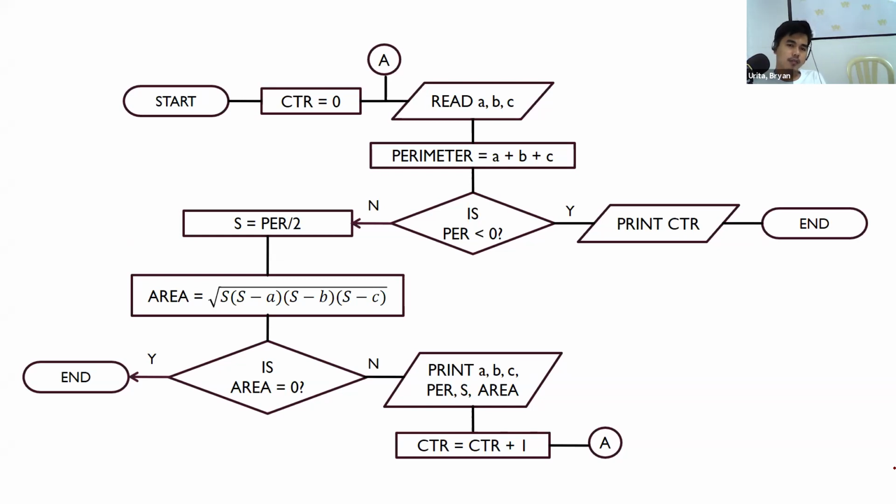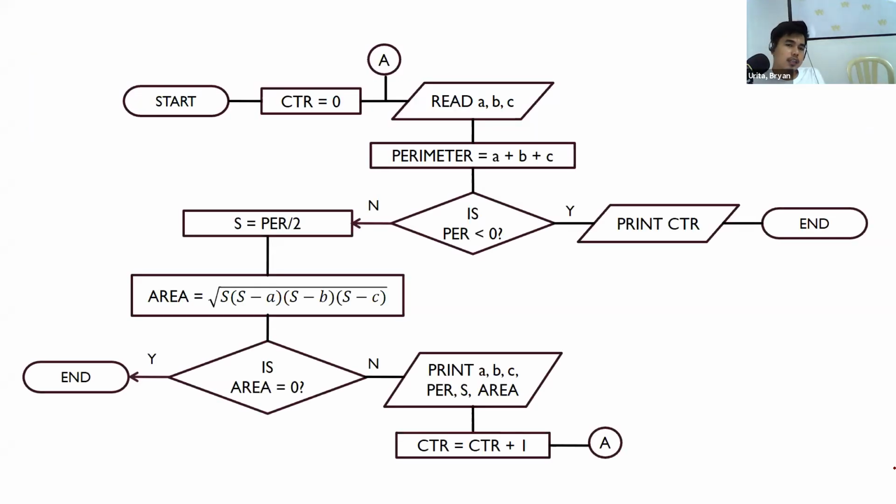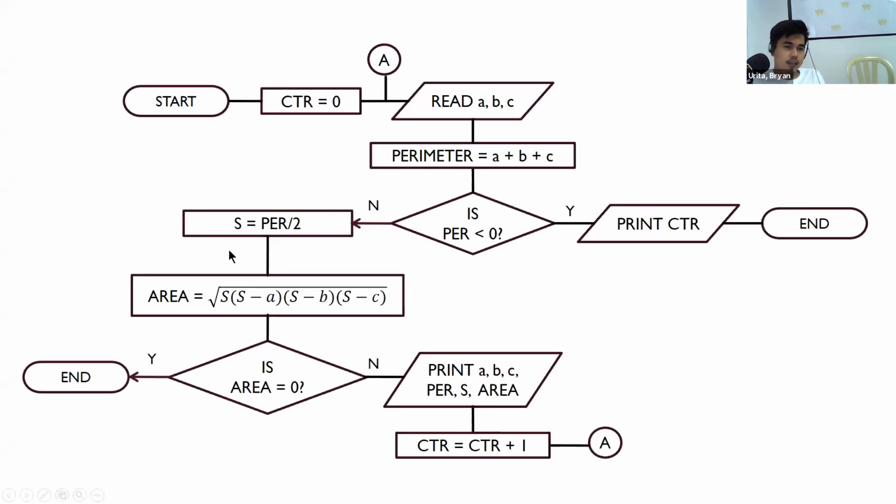Okay, and that's the end of our lesson. Now, tracing and testing. Ititrace kasi natin to. Ititest natin kung tama. I want you to try to trace and test this flowchart. Ibig sabihin, start. Okay, mag-start ka dito. And then, counter equals 0. Read ABC.